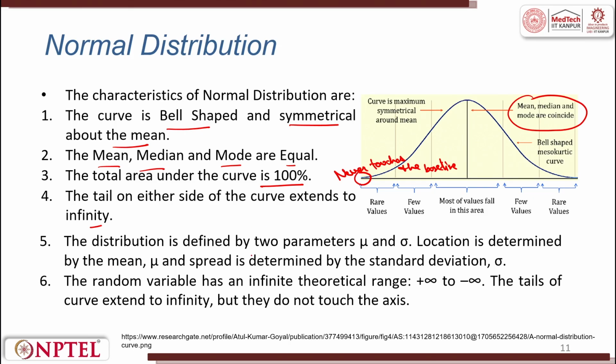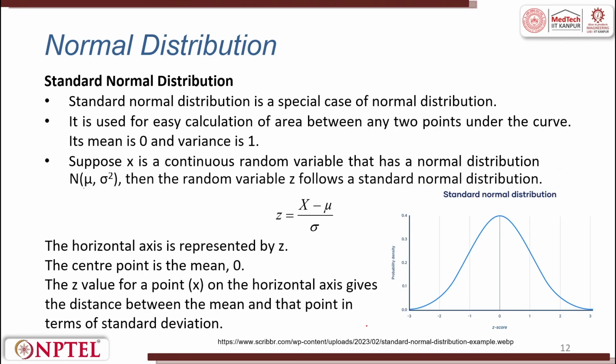The distribution is defined by two parameters, mu and sigma, where mu is mean, that is location is determined by the mean mu, and spread is determined by the standard deviation sigma. The random variable has an infinite theoretical range, that is plus infinity to minus infinity. The tails of the curve extend to infinity, but they do not touch the axis. So, these are characteristics of normal distribution.